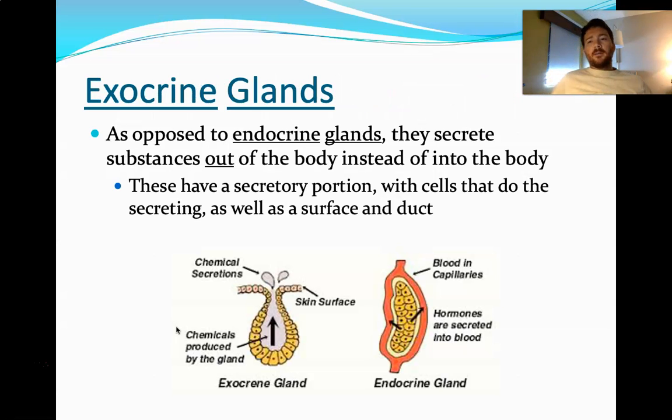Last thing we're going to be talking about today is the different glands. Let me do a time check. Oh, plenty of time.